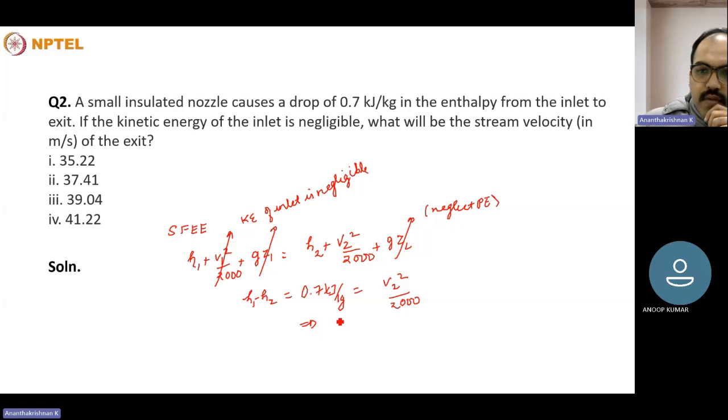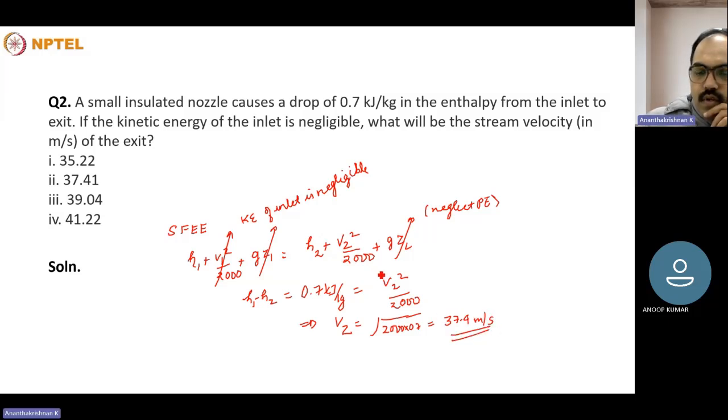From this we can get the value of the velocity at exit. V2 will be equal to the square root of 2000 times delta H, that is 0.7. That will be equal to 37.4 meters per second.